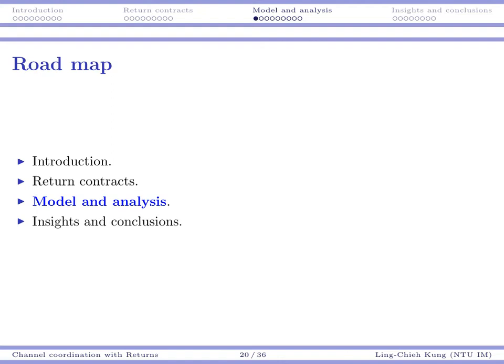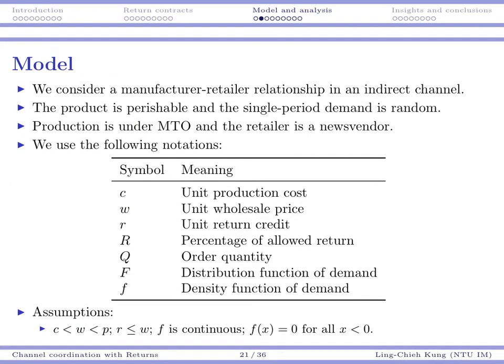Okay, so now let's talk about the model and how to solve that model. Again, mathematics is not the most important thing for us to get ideas, but it is required because only through mathematical models and analysis can we understand and deliver a useful message from that model. Okay, let's start. So we're going to consider a manufacturer and a retailer in an indirect channel.